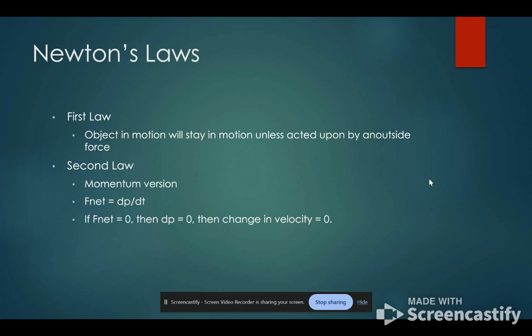Newton's second law is also important. Newton's second law is given as F net equals the change in momentum over the change in time. Using this formula, we can see that if F net equals zero, then the change in momentum will equal zero, as momentum is equal to velocity and mass. And that means that the change in velocity will also be equal to zero.